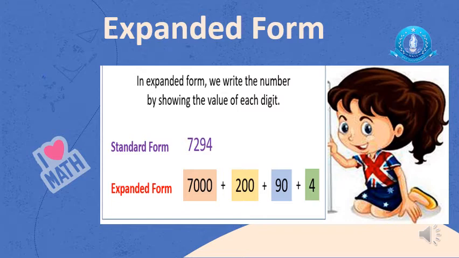We will write the value of each digit separately with an addition sign. In expanded form, 7 is on the place of 1000, so it will be 7,000, plus 2 is on the place of 100, so it will be 200, plus 9 is on the place of 10, so it will be 90, and plus 4 ones. When we add all these numbers, 7,000 plus 200 plus 90 plus 4, one number will come, that is 7294, and this number has 4 digits.